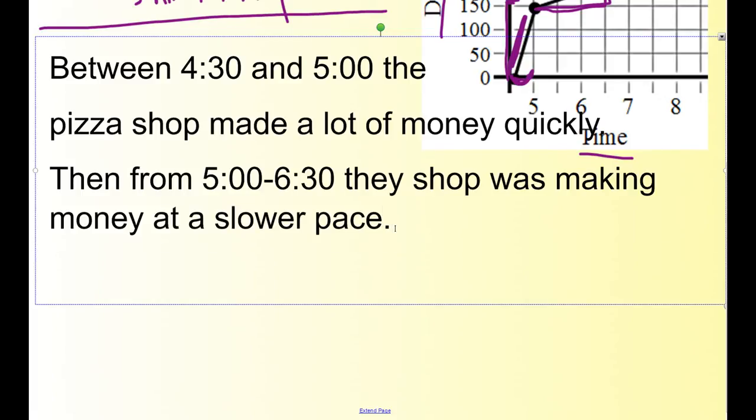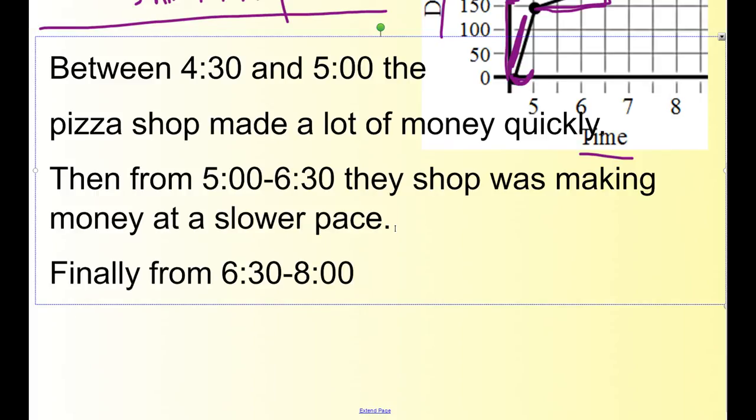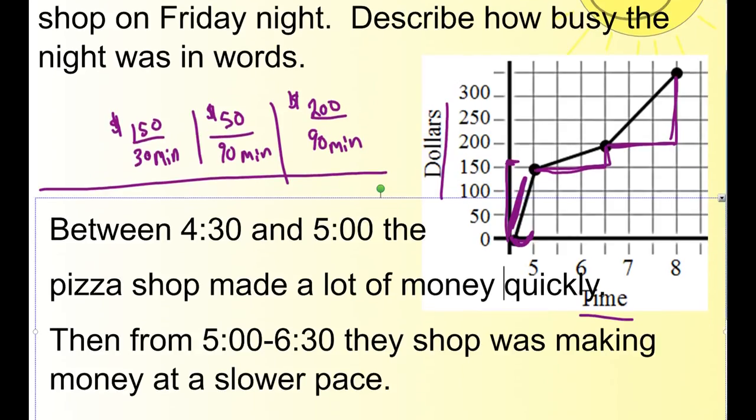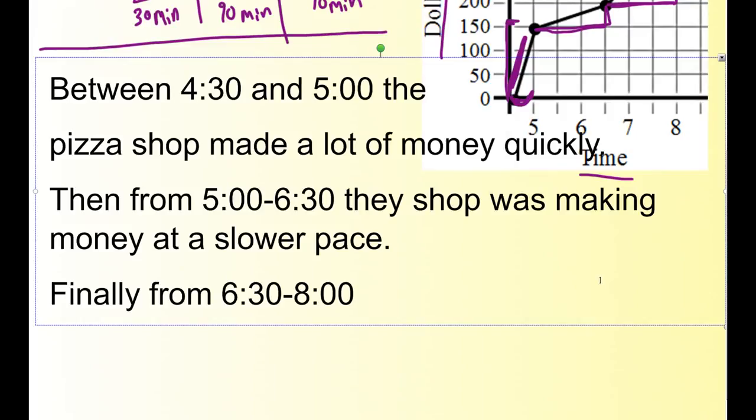And then finally, from 6:30 through 8 o'clock, what happened? Well, the rate they were making money increased because we have this increase right here. It's a greater rate, so they're making money at a faster pace again. So finally, from 6:30 to 8 o'clock, the shop was making more money again. The shop made money at a faster pace.